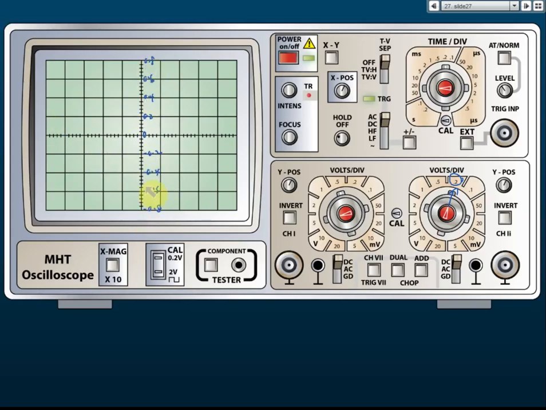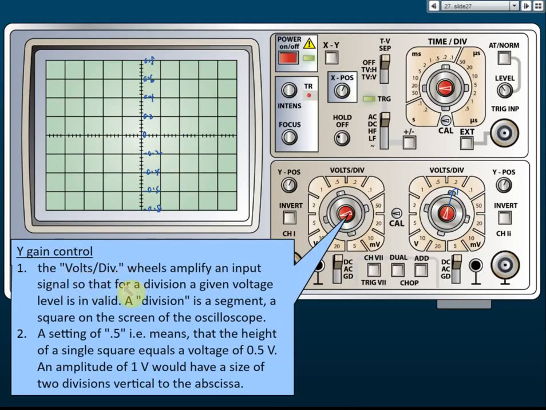So the Y gain control controls the scale of the vertical axis: how many volts in one box, or one division. The horizontal axis is controlled by the time base: how many seconds in one box, like 0.2 second in one box or 0.005 second in one box. The vertical axis is controlled by the Y gain control. So that is the function of the Y gain control. You control the volts per division.